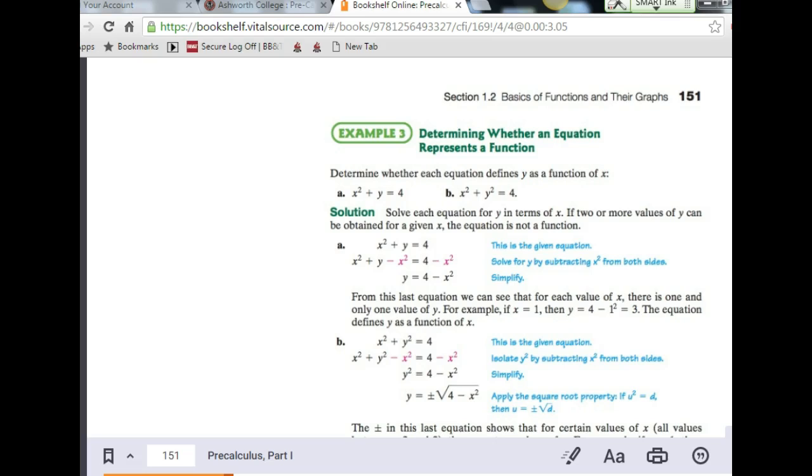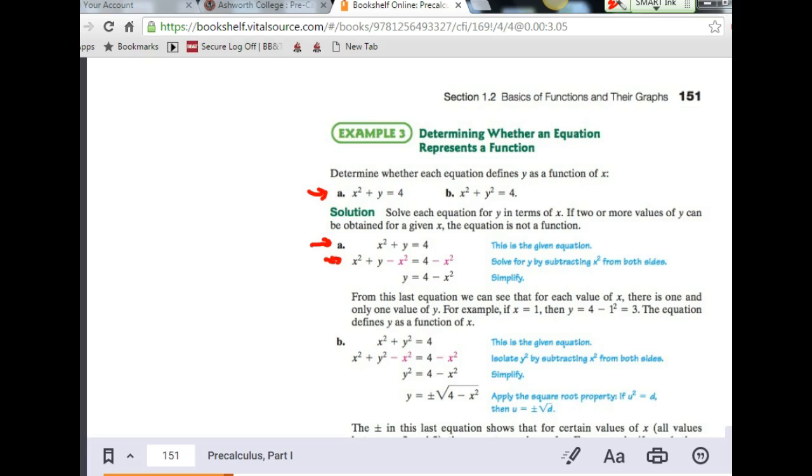So when we look at this first one here, a, the equation is x squared plus y equals 4. Now, if you look down here in the solution, if you were to solve for y simply by subtracting x squared from both sides, which is what this step is trying to show you right here, then you end up with y equals 4 minus x squared. Now, in this last equation, you can see that for each value of x, there is one and only one value of y.